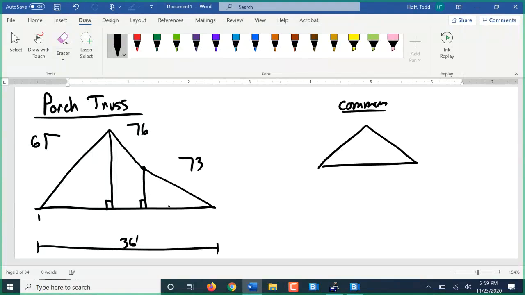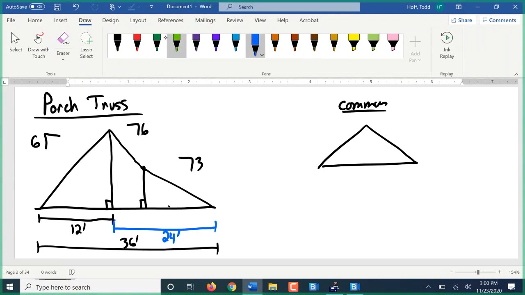We're going to give you an overall span of 36 feet, and we're going to call this here, what do I want there? Let's call it 12 feet. Let's see what happens. So the one thing we know here is that this total span from here to here has to be 24 feet.